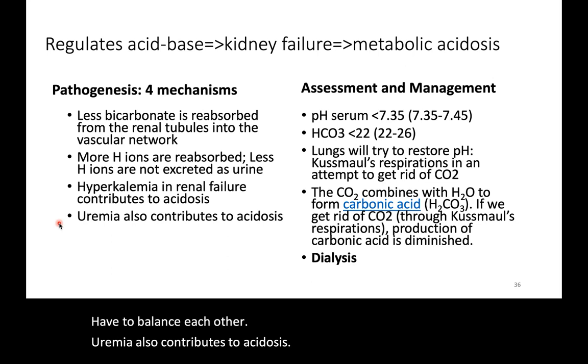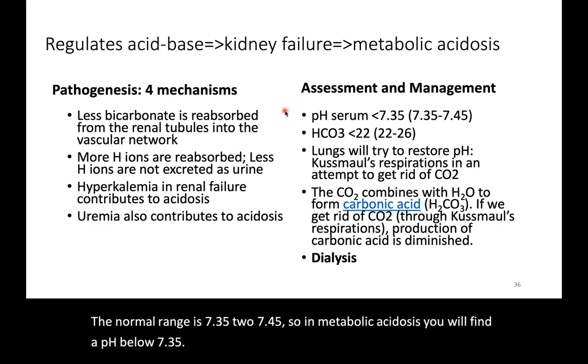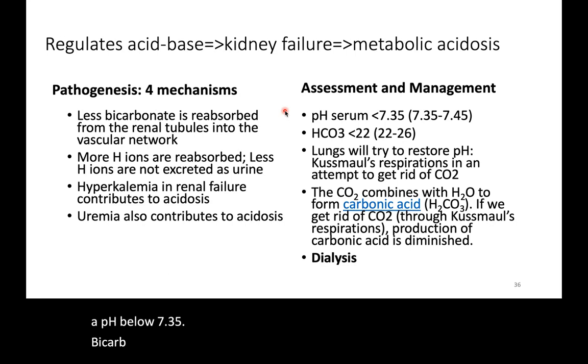So assessment includes looking at the pH. The normal range is 7.35 to 7.45. So in metabolic acidosis, you will find pH below 7.35. Bicarb, normal bicarb is between 22 to 26. And so therefore you will see a bicarb below 22.